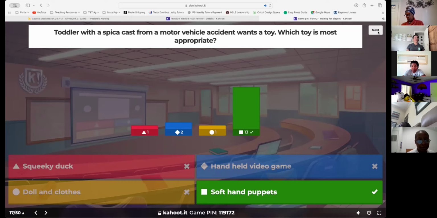Do a toddler in a spica cast. That's the one that goes pretty much from the waist down. We need something that allows them to be creative, keeps them in bed, and is not dangerous to their cast. So a soft hand puppet is going to be your best choice.